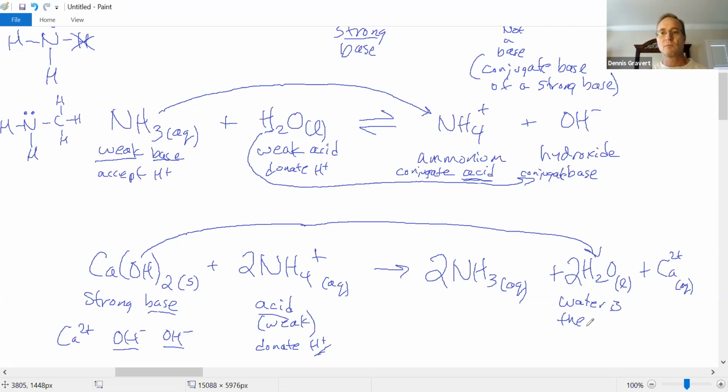So water is the conjugate what? Well, hydroxide is a base, so this must be the opposite. It's the conjugate acid of hydroxide ion. What about this? Well, this is an acid, so the ammonium ion turned into ammonia, and NH3 is the conjugate, what is it? Opposite of the acid. It's the conjugate base of NH4+.